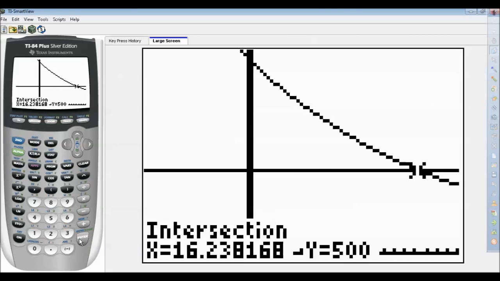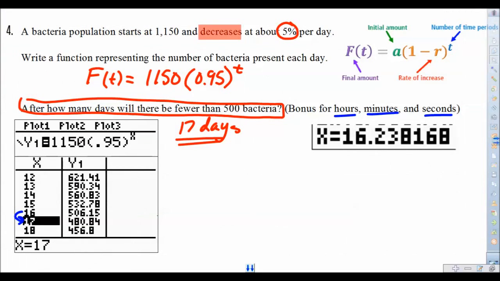And sure enough, there it is, 16.238168. So then what you'd have to do is copy down that number and then just start to work with that decimal there, because what that decimal is representing is the percentage of the 16th day. So using that percentage of the 16th day, we can then nail down the hours and minutes and seconds. That's the graphing way of approaching this problem.